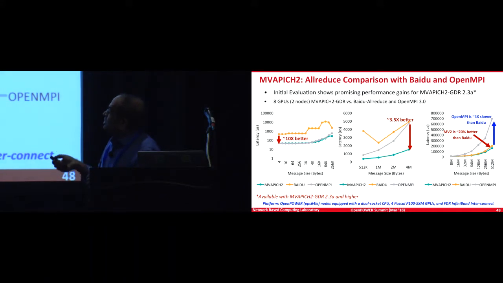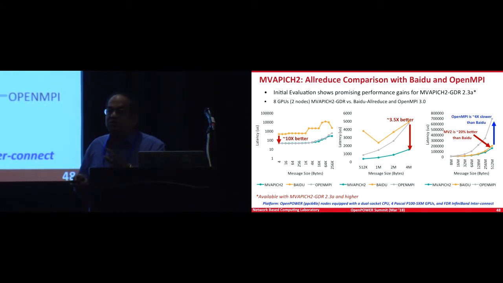And here I am also trying to show some comparison. The community might know Baidu allreduce, and NCCL too; a lot of these kinds of libraries are coming up. I actually want to show some numbers here. This is the comparison with Baidu and OpenMPI. Now you can see that with MVAPICH2 we can give almost a factor of 10, or 3.5, and even for very large messages a 20% benefit.